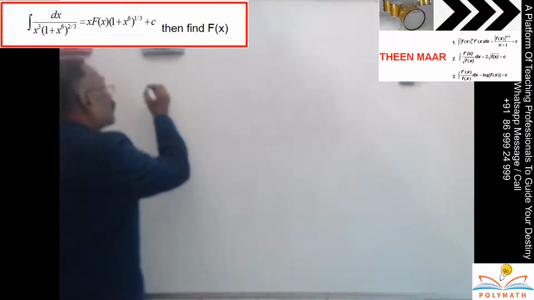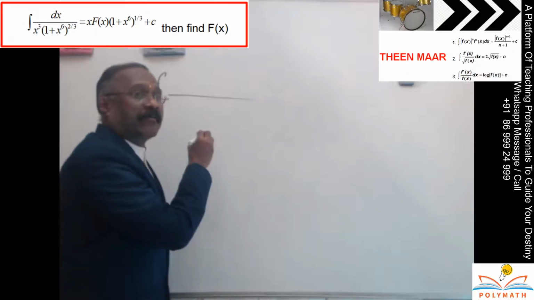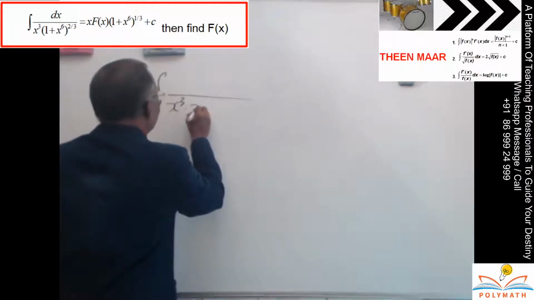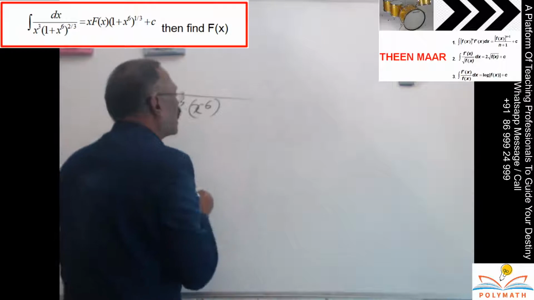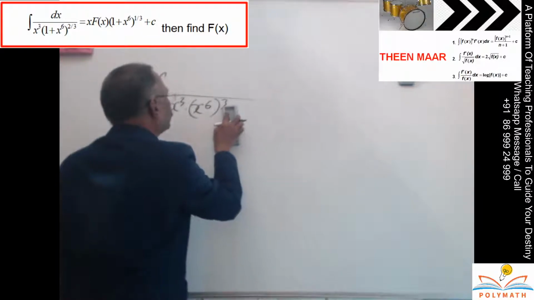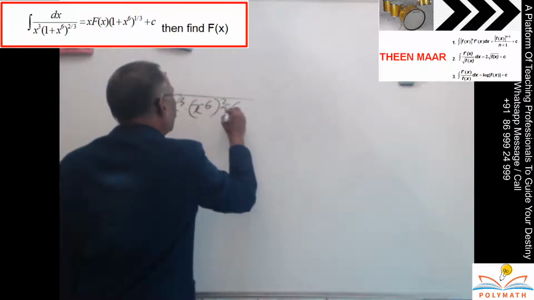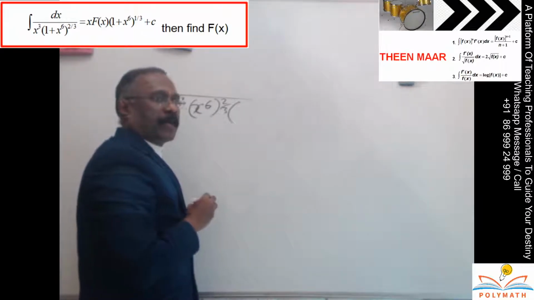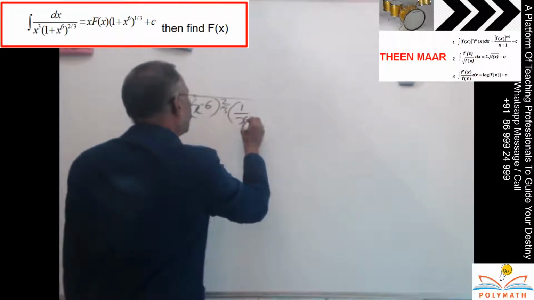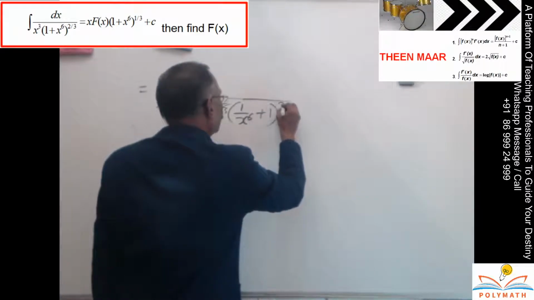This is equal to, what did I say? x^3 is already there. I am taking x^6 common, and thereby I'll get (x^6)^(3/2) whole power 2/3, that is (x^6)^(2/3) into (1/x^6 + 1) whole power 2/3.